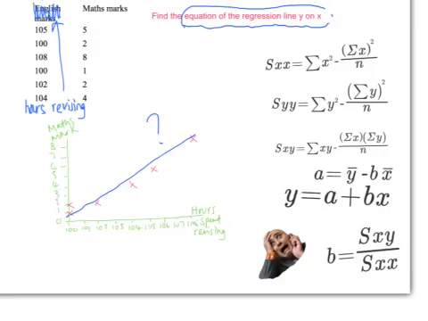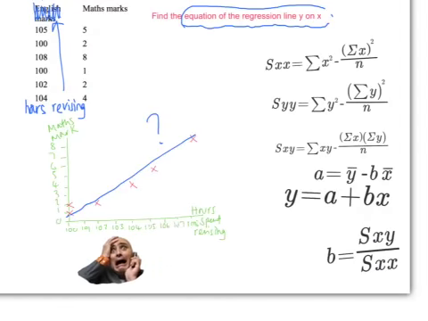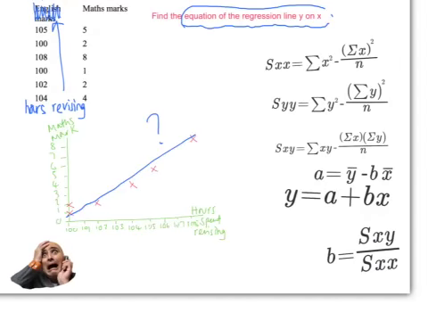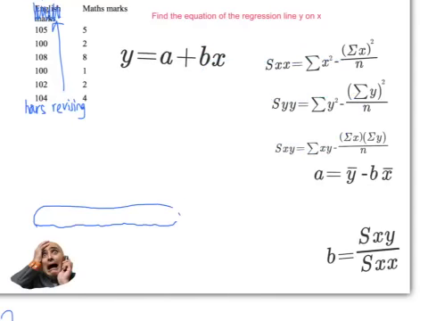Now you can see all this formula down the bottom, and I expect you're panicking. Don't panic. Right, the formula is here. Let's move it out of the way. Here's my formula: y equals a plus bx. That is my formula for the regression line. It's all in your formula book.